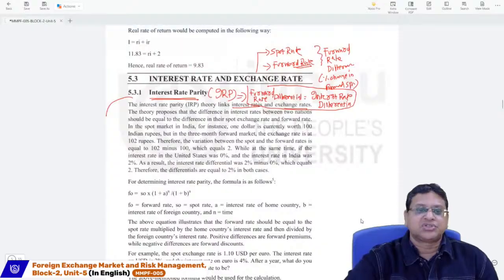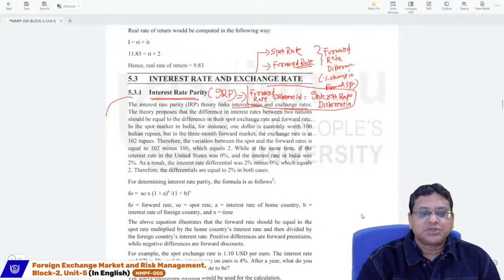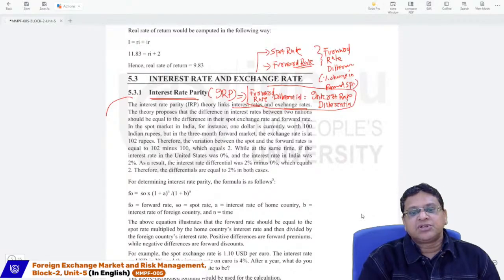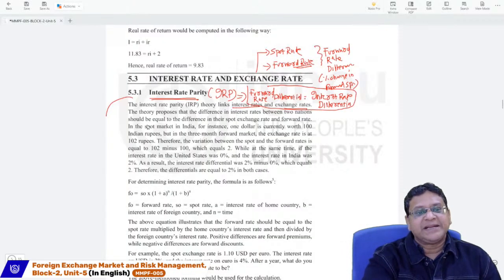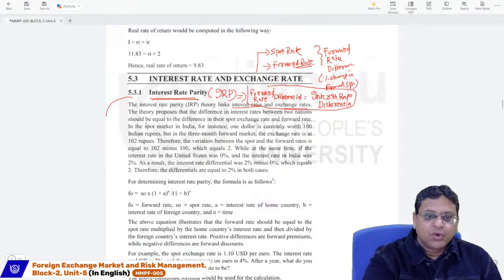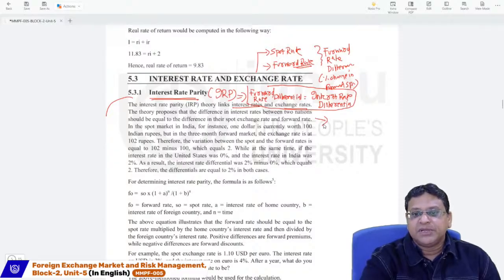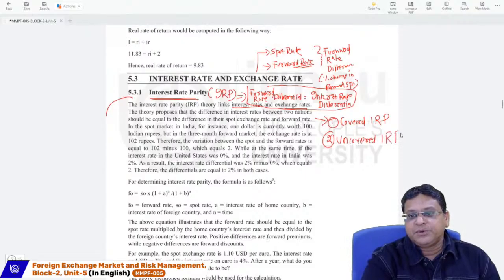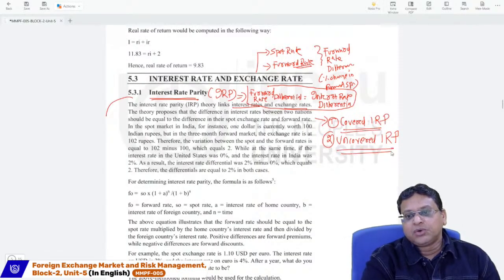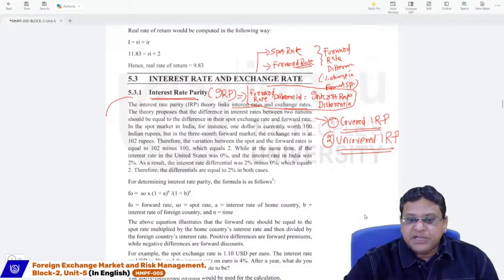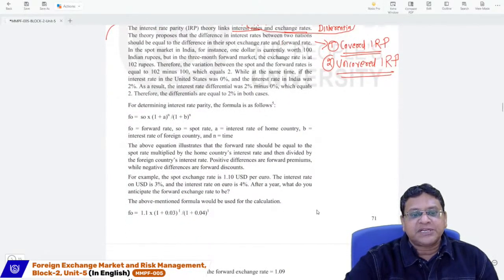There are two versions of IRP theory. What are the two versions of IRP theory? The first version is known as covered interest rate parity theory. The second version is known as uncovered interest rate parity theory. So there are two types of IRP theory: covered IRP and uncovered IRP. What is covered interest rate parity and what is uncovered interest rate parity?